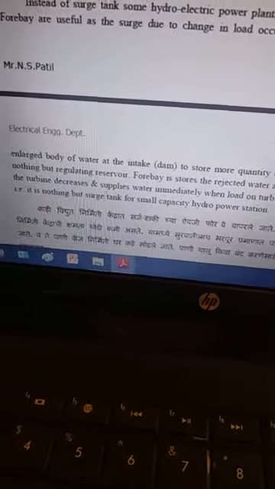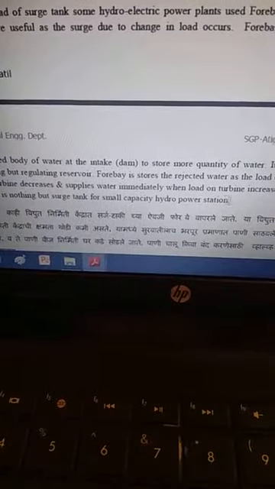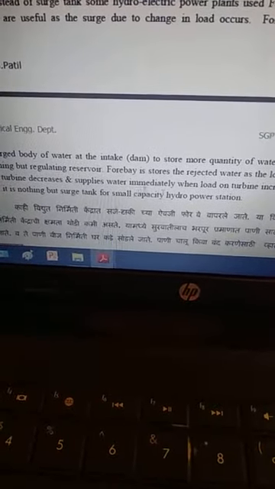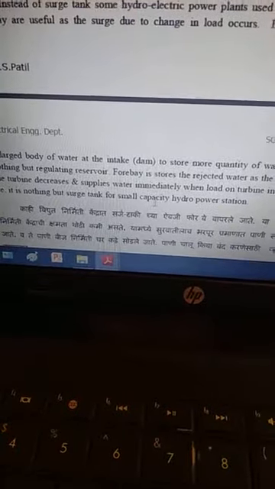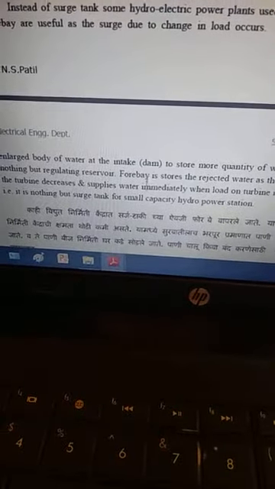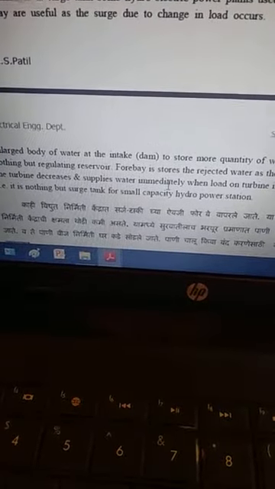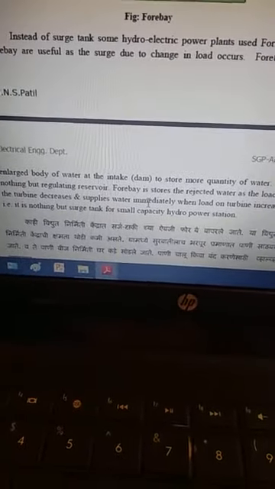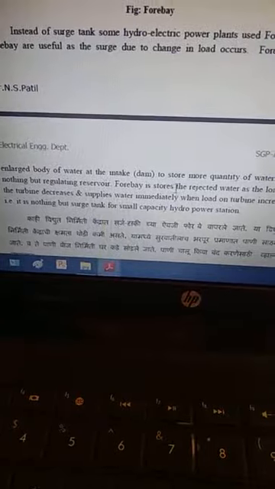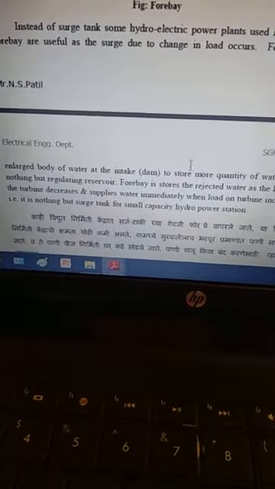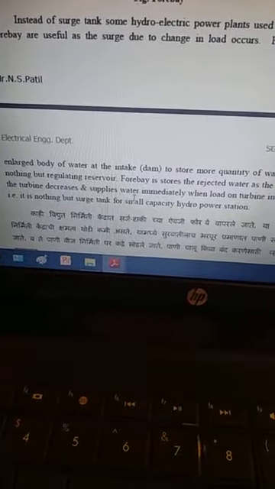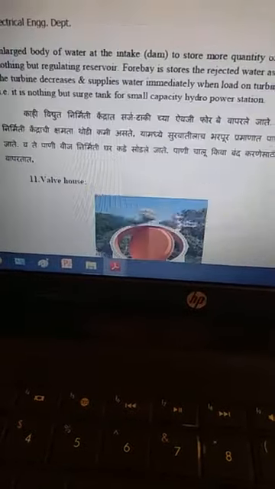But what is the main difference between the two? The forebay is used for small capacity hydroelectric power plants, and the surge tank is used for big hydroelectric power plants. So for small power plants, we are using forebays. So let us move on. What is the next one?